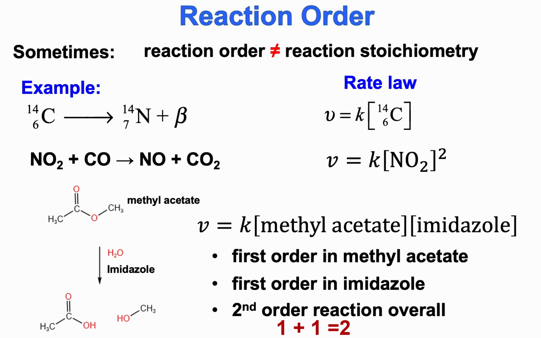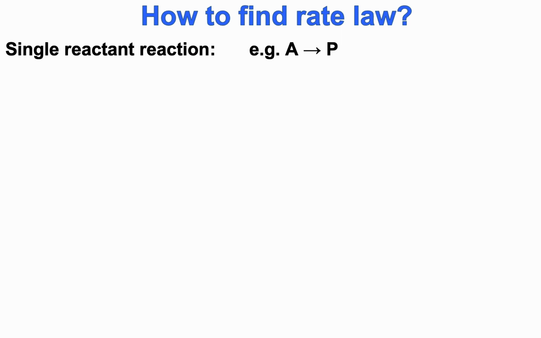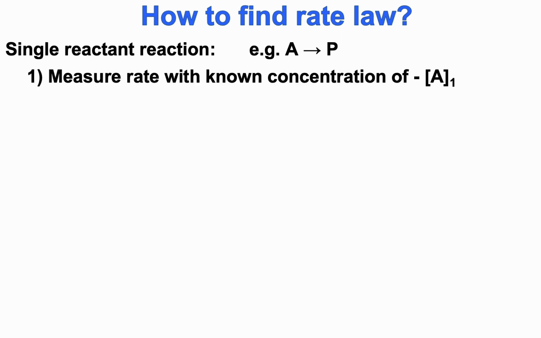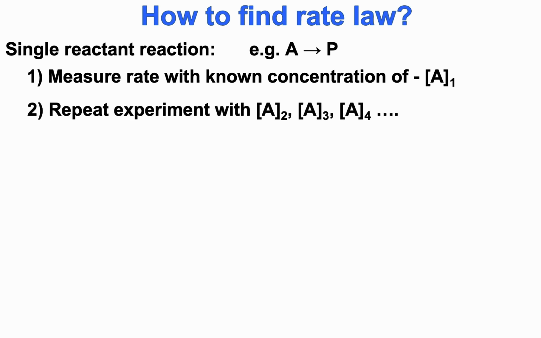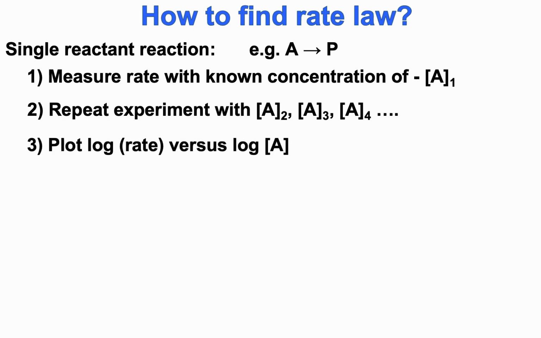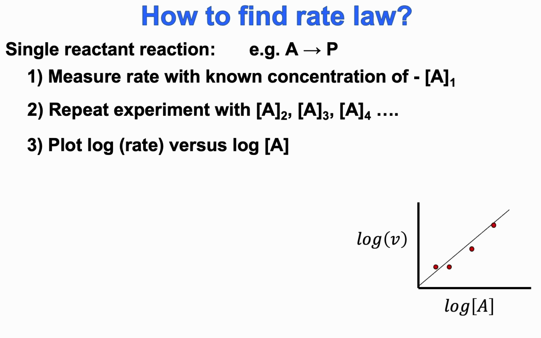So how do we find the rate law? If we have a reaction involving just a single reactant, then we can follow this method. First, we would measure the rate of the reaction using a known concentration of our reagent A. We would repeat this experiment with another concentration of A, maybe 3, 4, 5 times. We take those rate measurements and we plot the log of the rate versus the log of the concentration of A. And we could get something that looks like this. So we have the log of A on the x-axis, the log of the rate on the y-axis. And what we should get is a straight line where the slope would be equal to the order of that reaction.